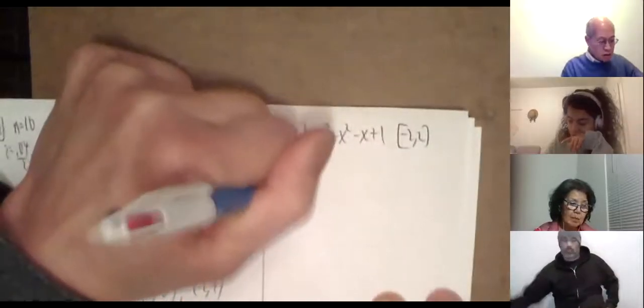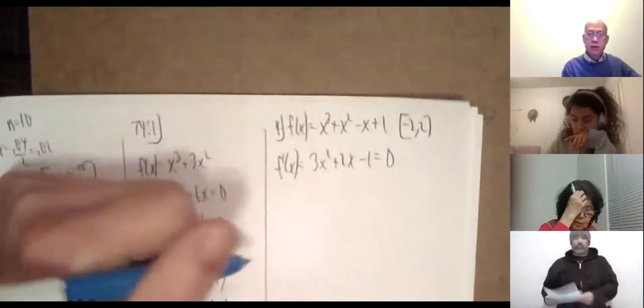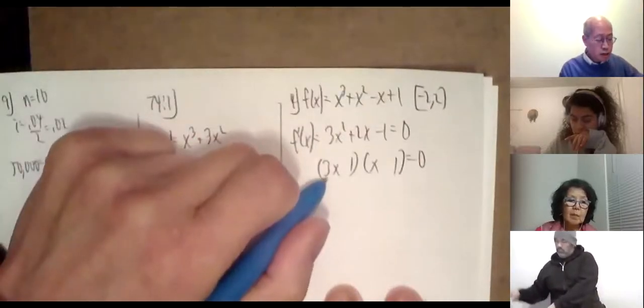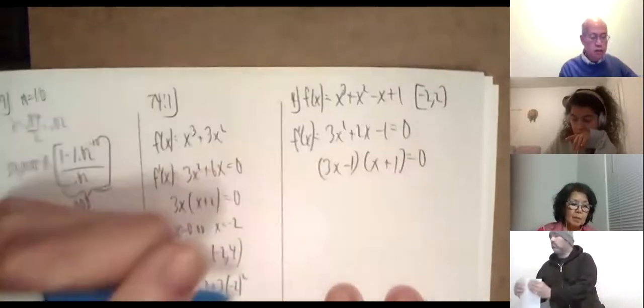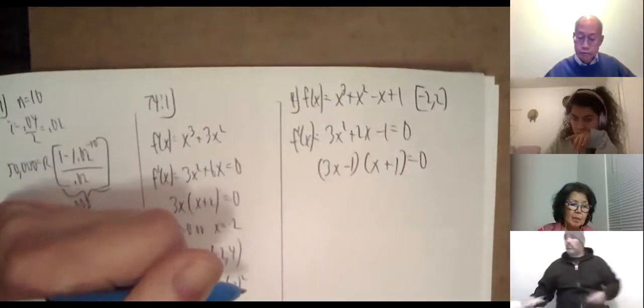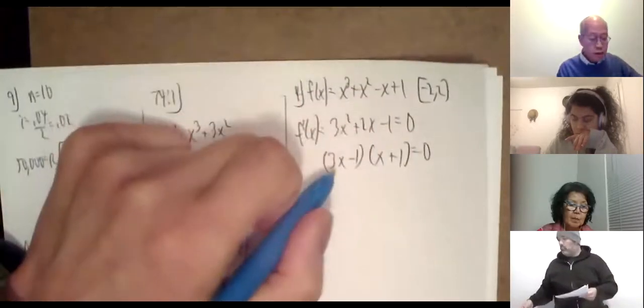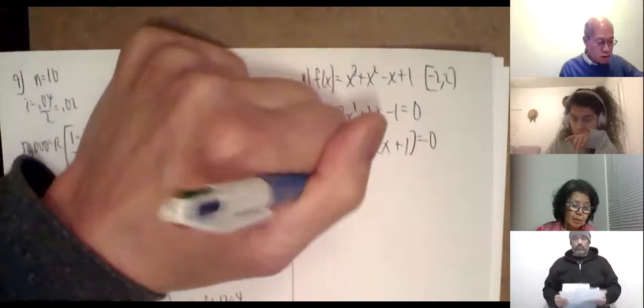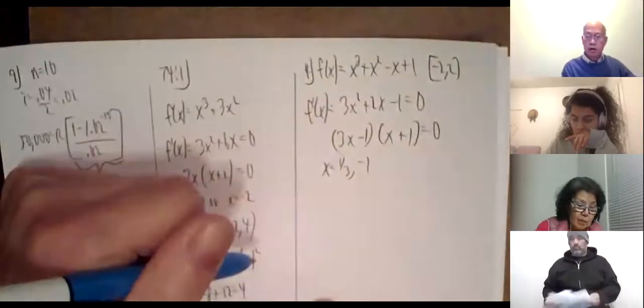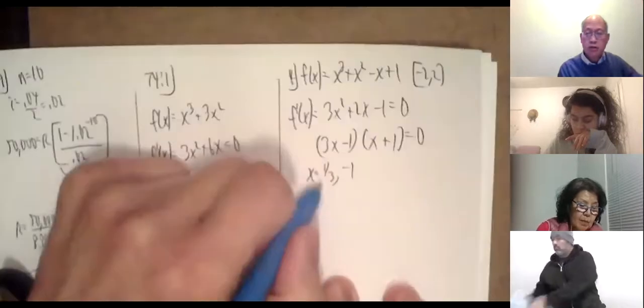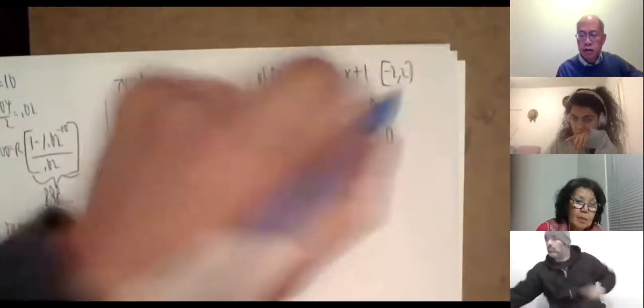So let's take the derivative. 3x squared plus 2x minus 1. Set that equal to 0. Factorize. 3x and x, 1 and 1, plus minus. Is that right? So what makes that 0? 1/3. What makes this 0? -1. So I'm going to plug in 1/3, -1, -2, and 2.